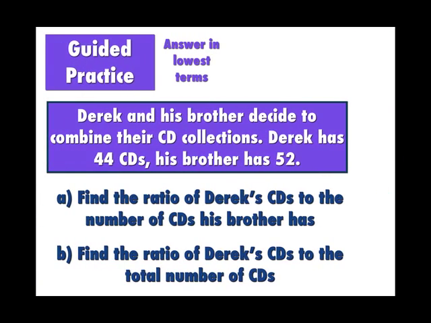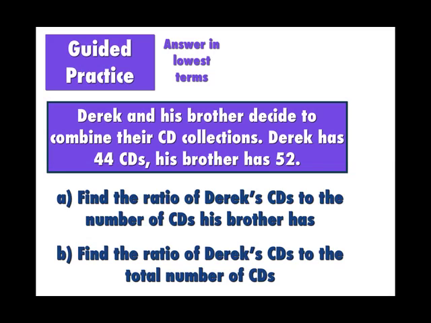So your guided practice question. Let's do this together. It says that Derek and his brother decide to combine their CD collections. Derek has 44 CDs. His brother has 52. So in question A, go ahead and write the numbers down. What's the ratio of Derek's CDs to the number of CDs his brother has? And that's really not a hard question because it's just going to be 44 to 52. And then you're going to have to put that in lowest terms.